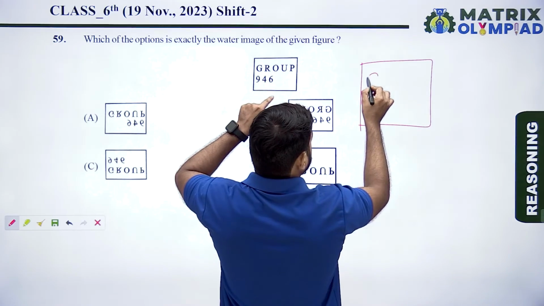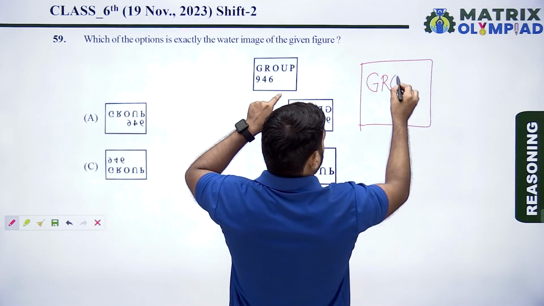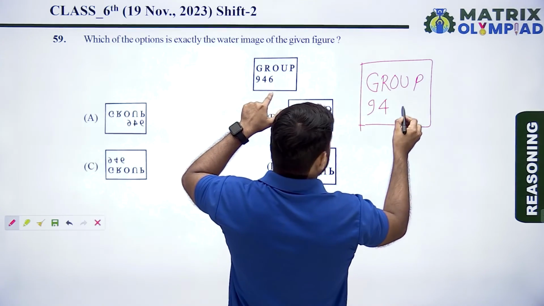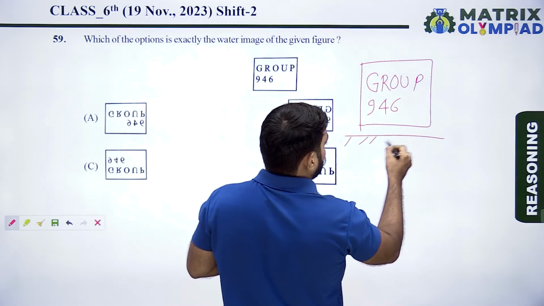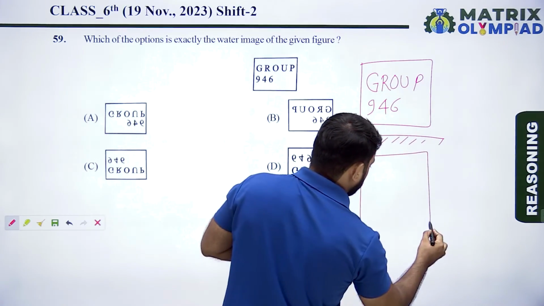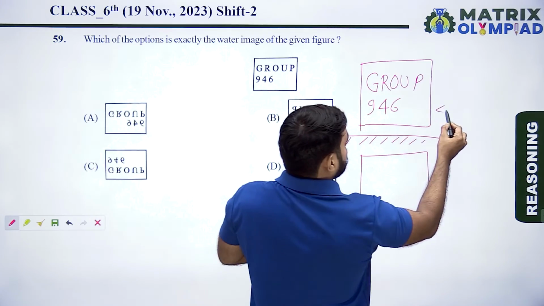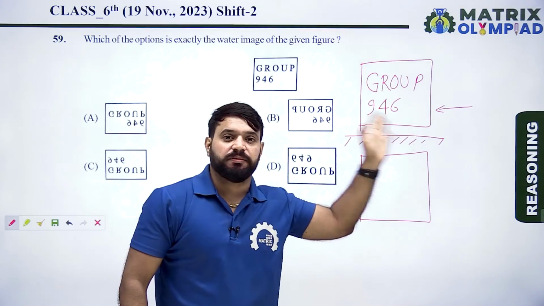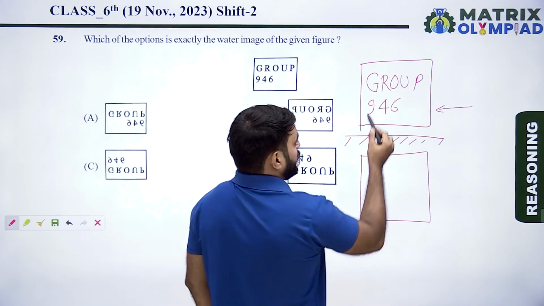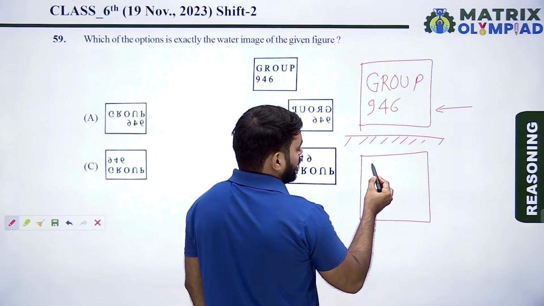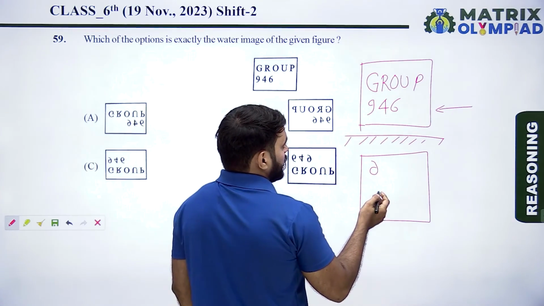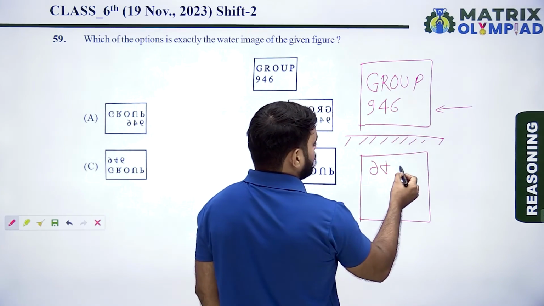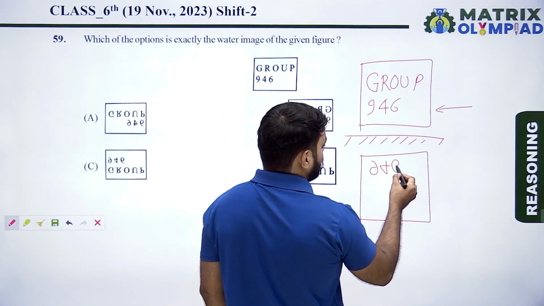So the figure is GROUP and the numbers are 9, 4 and 6. So find the water image of the given figure. The water image of the given figure looks as follows. This number is near the water, so it will be near the water in the water image. So first find the water image of 9. So the water image of 9 looks as follows. Now find the water image of 4. So the water image of 4 looks as follows. Now find the water image of 6. So the water image of 6 looks as follows.